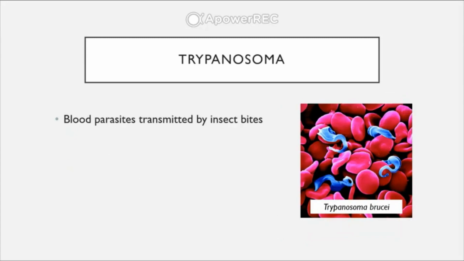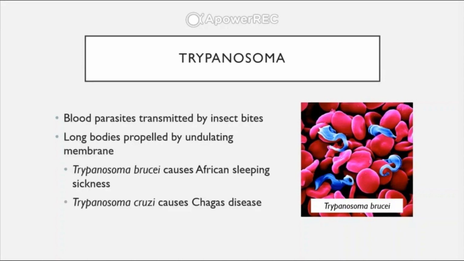Next we have Trypanosoma. So here are the Trypanosoma. These are blood parasites that are transmitted by insect bites. They typically have long bodies propelled by undulating membranes, and so you can see in this image of Trypanosoma brucei, the blue images are the Trypanosoma. We have T. brucei, which causes African sleeping sickness, and they are transmitted by the tsetse fly.